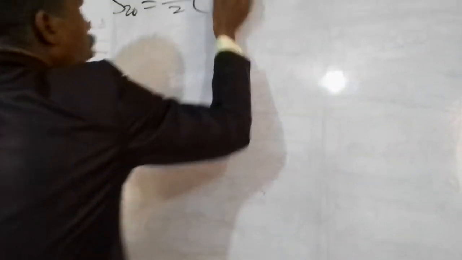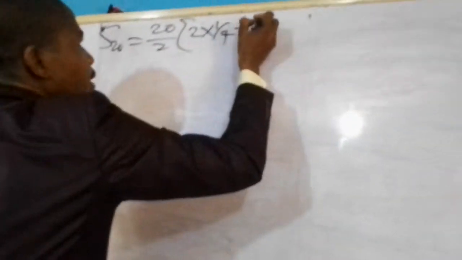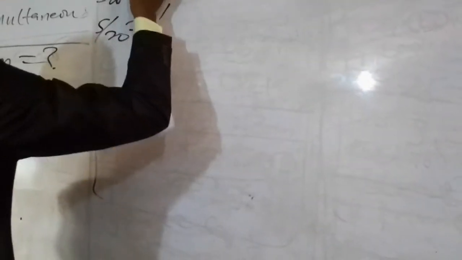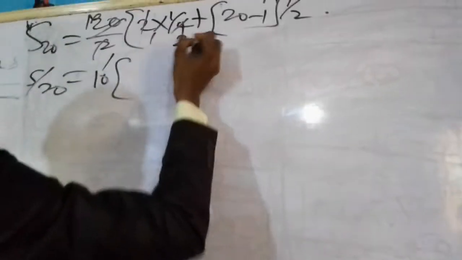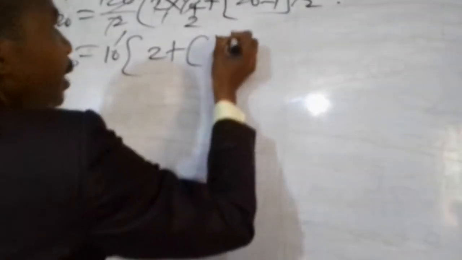Into 2 multiplied by, isn't it? Our a is 1 over 4, plus, into bracket, n is 20 minus 1, into bracket, our d, our common difference, is 1 over 2. S20 equals, 2 here, 1, 2 here, that is 10. We have 10 into bracket, 2 here, 1, 2 here, we have 2. That's 2 plus, open bracket, 20 minus 1, that is 19, into bracket 1 over 2.